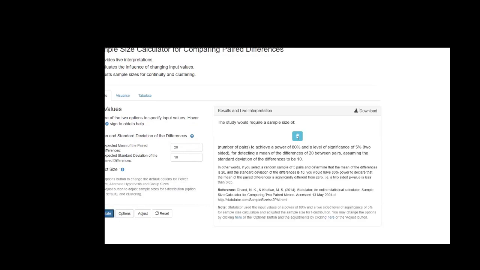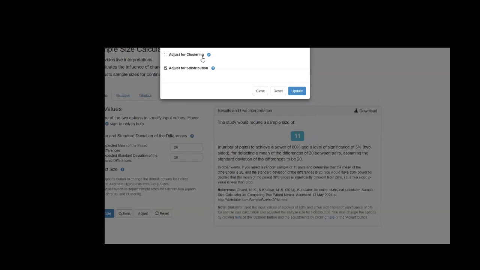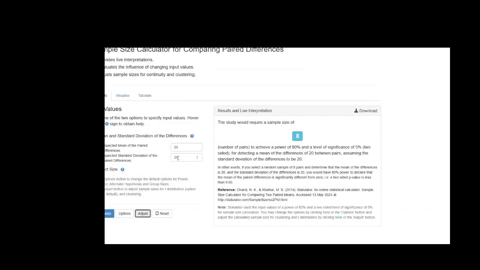For the sample size, it is giving 5. If we are assuming that the difference is 20, it will increase to 11. Now we go for the adjustment. What adjustments are there? The same adjustments: adjustment for clustering, adjustment for the t distribution. I have explained the t distribution in the two sample case. So I uncheck this one, and now the sample size is 8. If you increase the standard deviation to 30, this calculator gives 18.